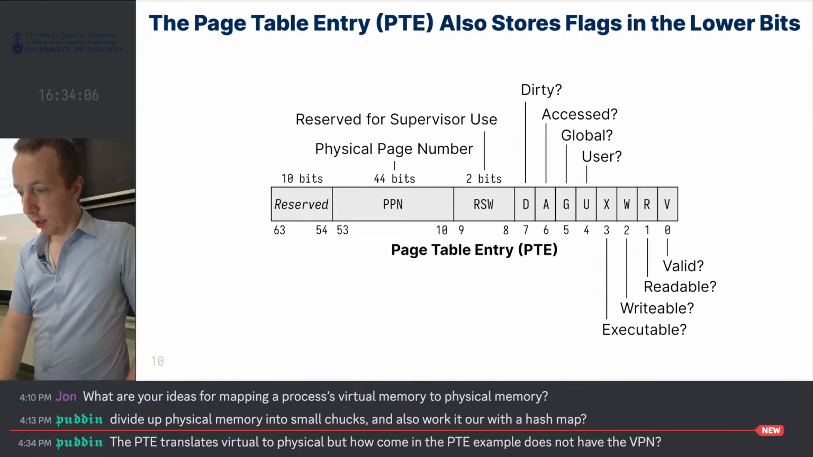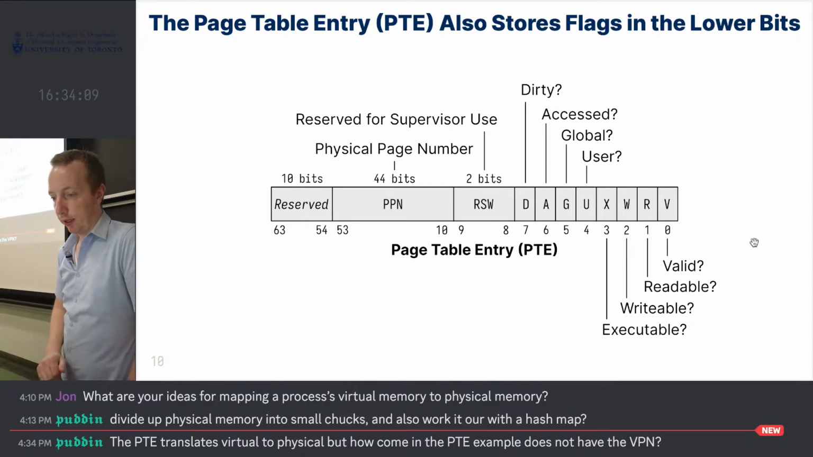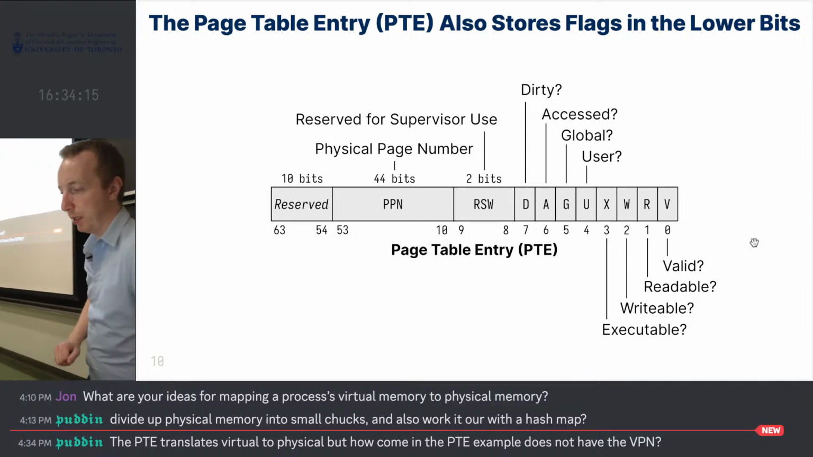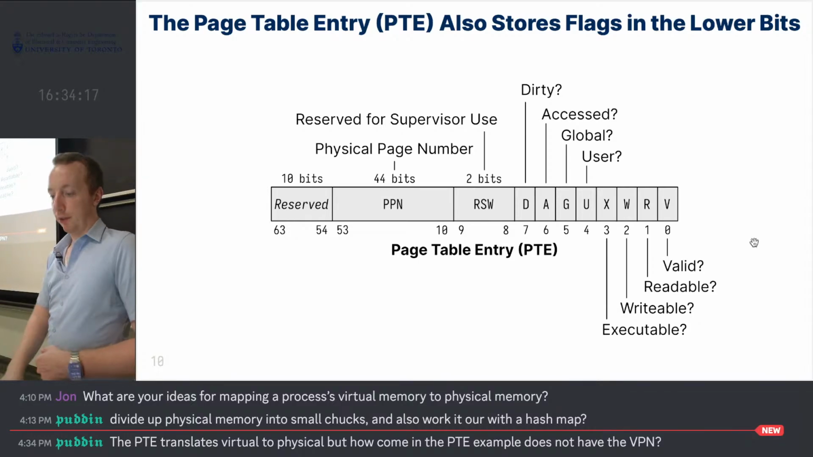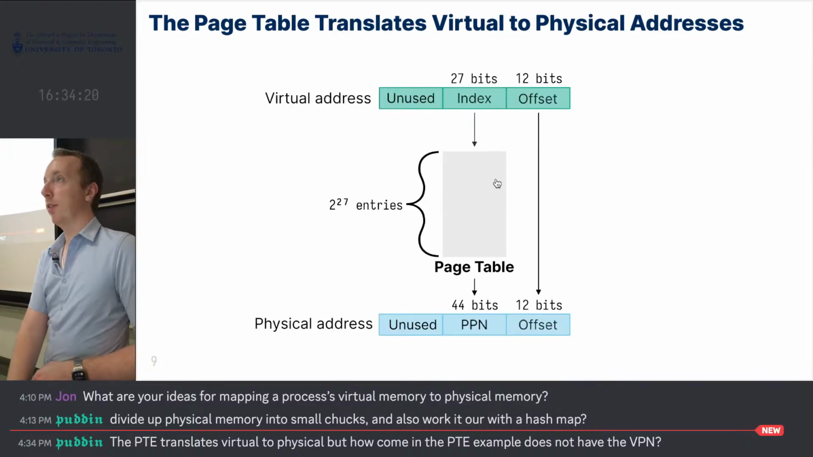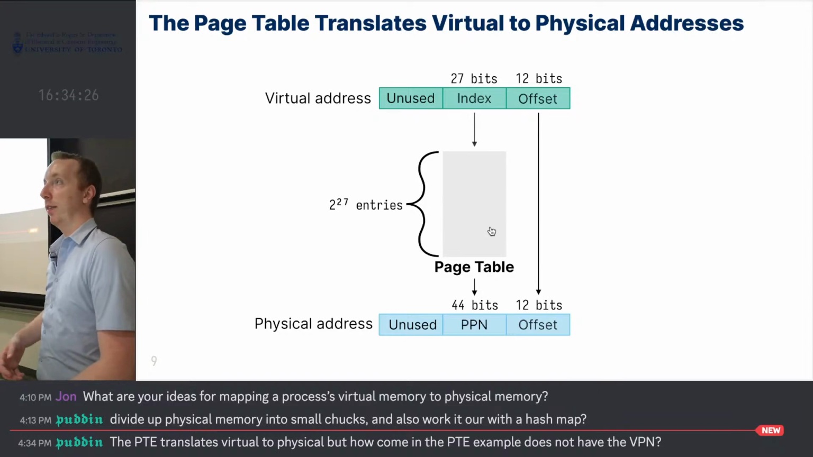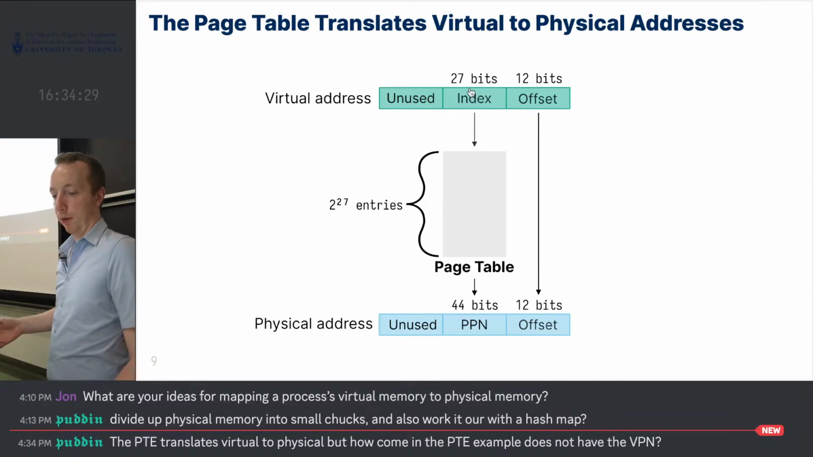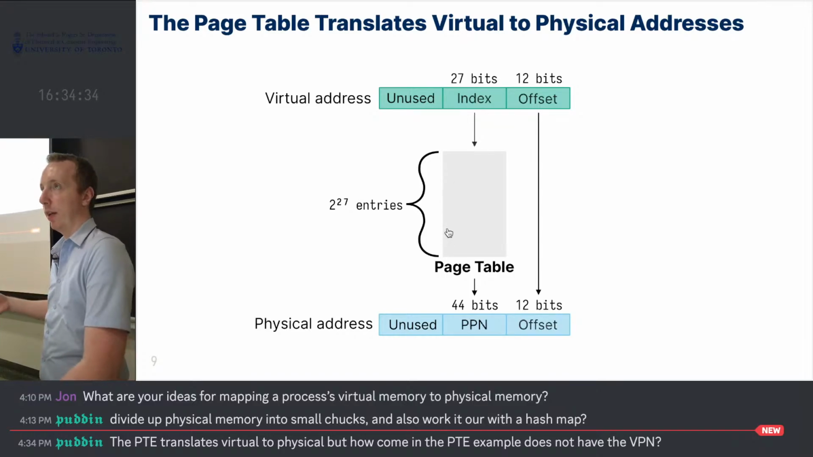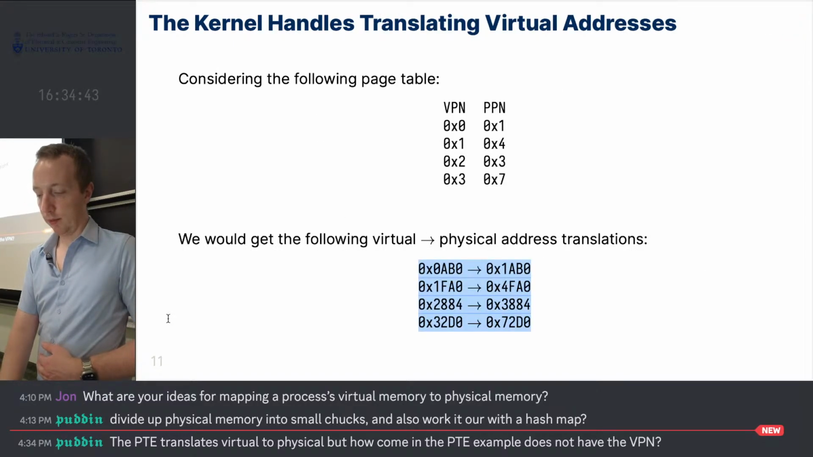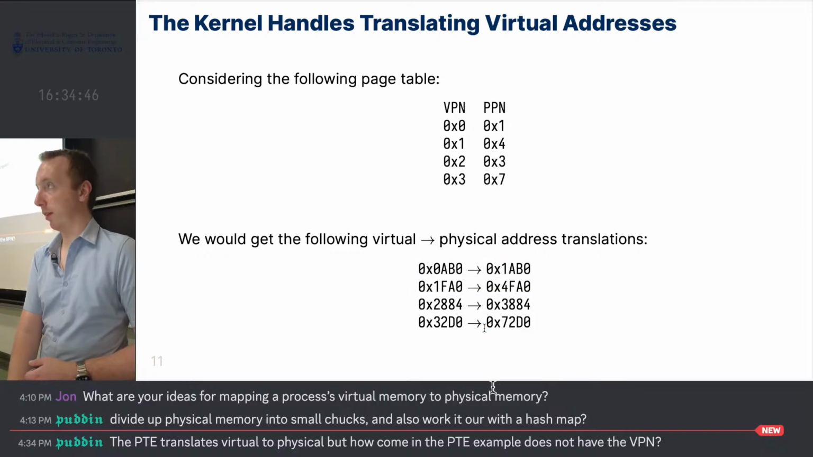The page table entry translates the virtual to physical, but how come in the page table example it doesn't have a virtual page number? So the virtual page number is essentially just an index into this page table. It doesn't exist in the page table entry. It is how you find a page table entry. I use it as the index into my page table. It gives me the page table entry, and the important part of the page table entry is this physical page number, which is why we did these translations.